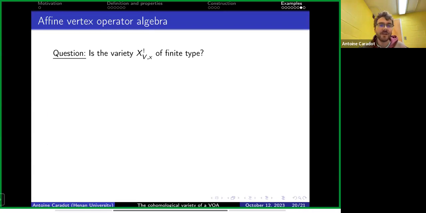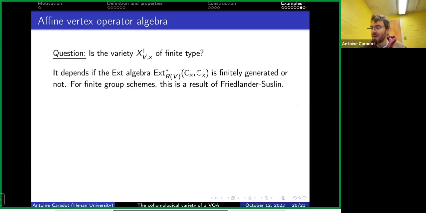So to finish, I mentioned before that in the definition of the associated variety, there is no mention of the number of generators of this abelian version of the Yoneda algebra. So the question is, is it even of finite type? This will depend on the finite generation or not of this Yoneda algebra, this Ext algebra. And this is a tricky problem because the computation of the Yoneda algebra is very difficult in the general case.